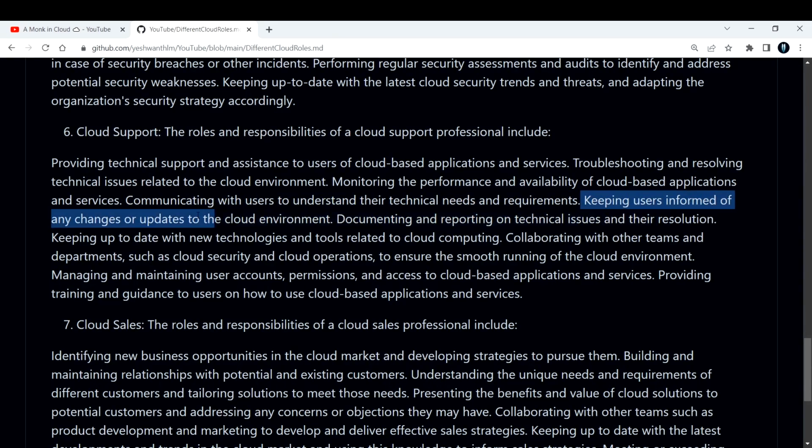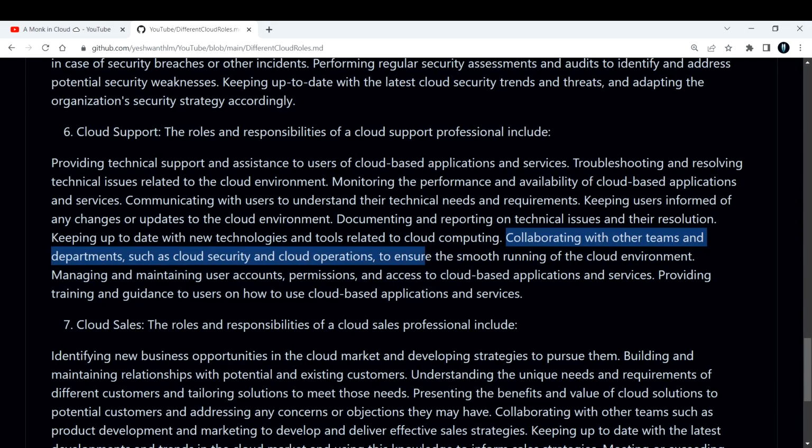Keeping users informed of any changes or updates to the cloud environment, you need to do that regularly, right? Documenting and reporting on technical issues and their resolutions is also a key part, right? So you would be spending less time if you get the same issue next time, right? Keeping up to date with the new technologies and tools related to cloud computing is there for all the roles. Collaborating with different teams and departments such as cloud security and cloud operations to ensure smooth running of the cloud environment is your role too.